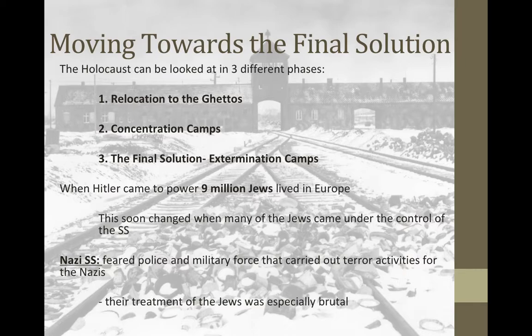My next point is that this soon changes when many of the Jews came under the control of the Nazi SS. The Nazi SS were the ones that ran the concentration camps and the extermination camps and the ghettos. They were the worst of the worst of Hitler's military. They were the most cruel and immoral people of the entire group of the Nazis, and they were the ones working the concentration camps. My definition there is: the feared police and military force that carried out terror activities for the Nazis. Their treatment of the Jewish people was especially brutal.